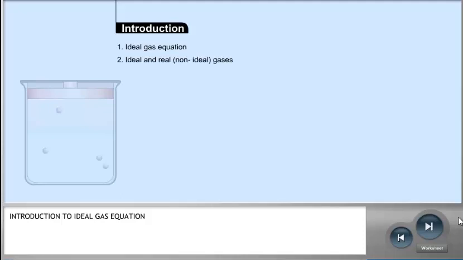In this lesson, you are going to learn how to use the ideal gas equation in calculations and learn about the behavior of ideal and real gases at different conditions of temperatures and pressures.